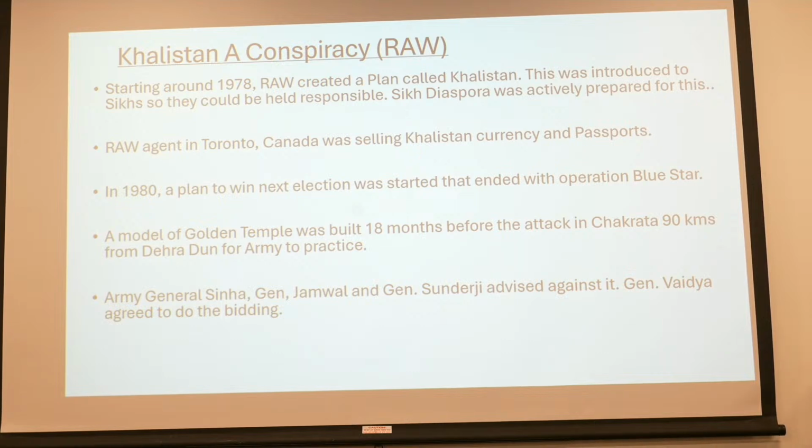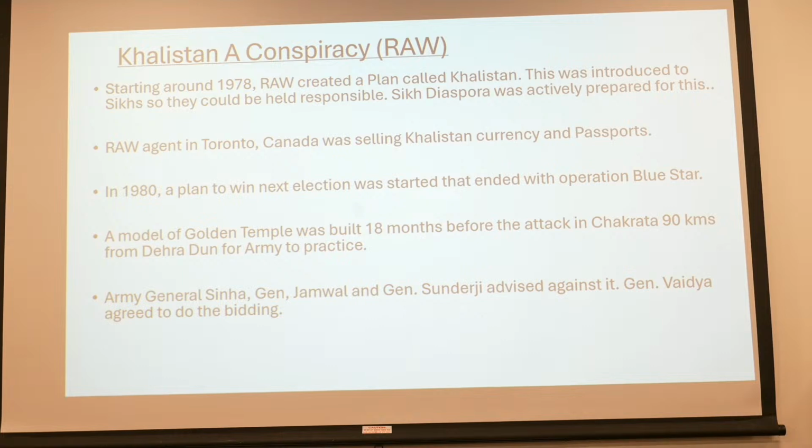RAW agents were spreading the Khalistan plan to the Sikhs, mostly starting in the diaspora, which is documented by RAW officers. There was a gentleman selling Khalistan passports and currency in Toronto, and it turned out he was an Indian government agent. This is documented in Sidhu's book, who was an officer. A replica of the Golden Temple was built 18 months before the attack. So they started preparation 18 months before the attack, and Sant Jarnail Singh was not even near the Golden Temple. So the circumstances were being created so they could justify it.